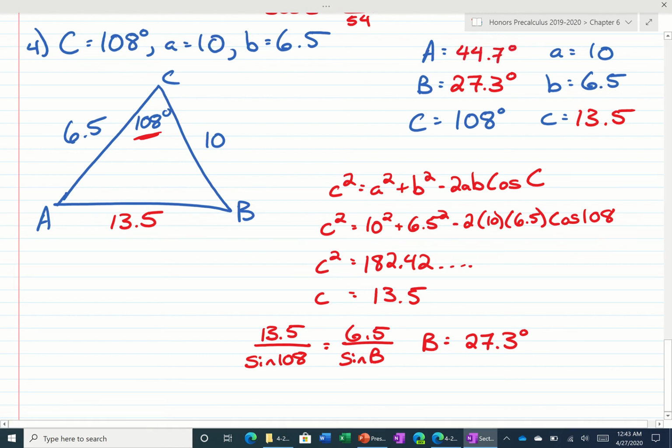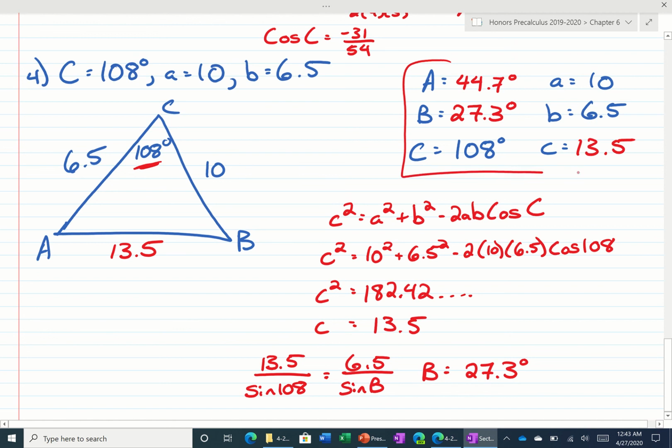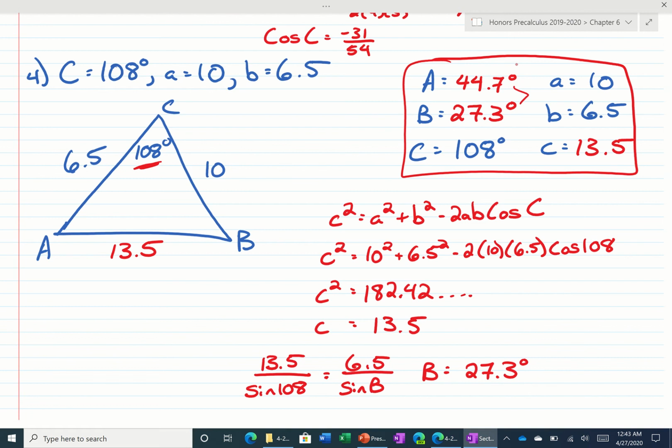Now I'm looking at my answer sheet and I got 44.8 and 27.2, so I'm off by a tenth. I'm not going to take off points if you're off by a tenth or two. I mean, if this is supposed to be 44.7 and you tell me the answer is 63, that's wrong. But if it's supposed to be 44.7 and you tell me 44.5, I'll figure, rounding, something happened.